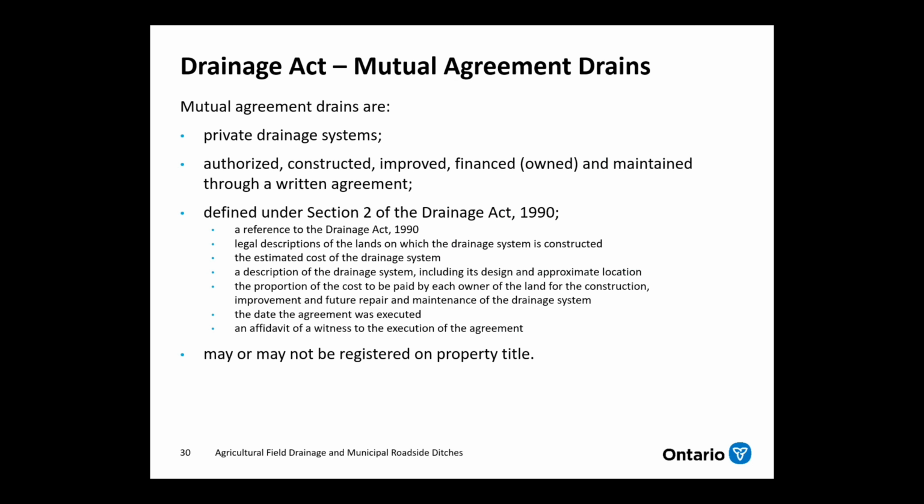And so mutual agreement drains are actually under the Drainage Act. They're not petition drains. I will talk about petition drains in a couple of slides. But mutual agreement drains are private drainage systems that are authorized, constructed, improved, financed, owned, and maintained through a written agreement. And they're defined under Section 2 of the Drainage Act. And there are 7 specific things that need to be put in place in that written agreement for them to be a mutual agreement drain. So they have to reference the Drainage Act, legally describe the lands, the estimated cost of the drainage system, provide a description of the system, and then talk about cost share.